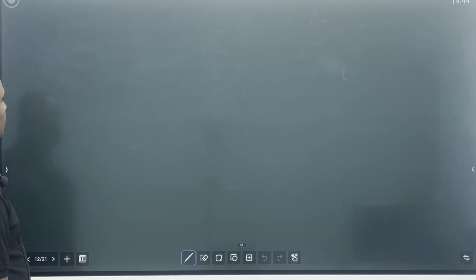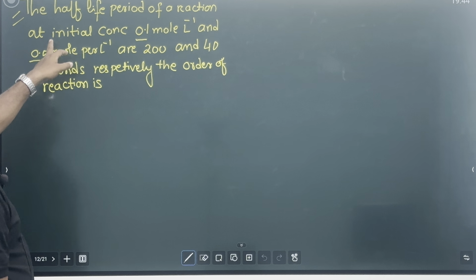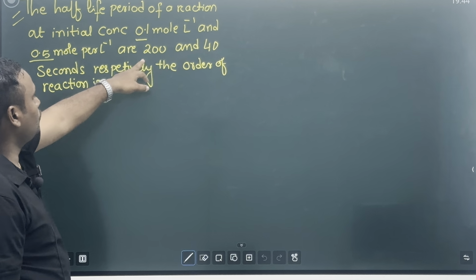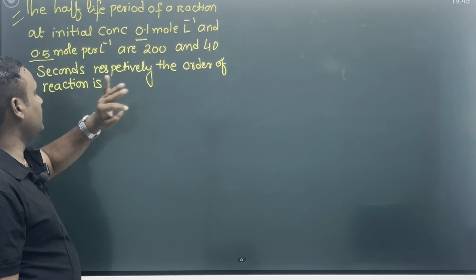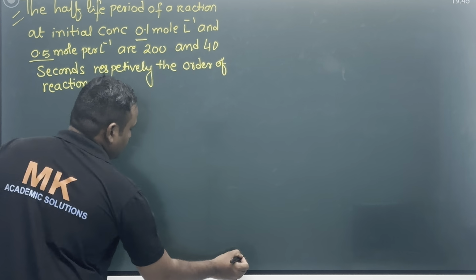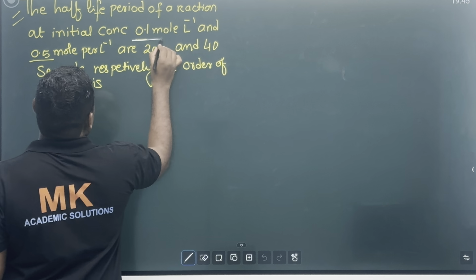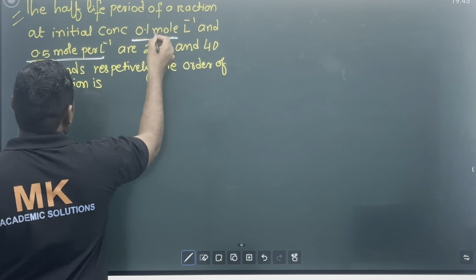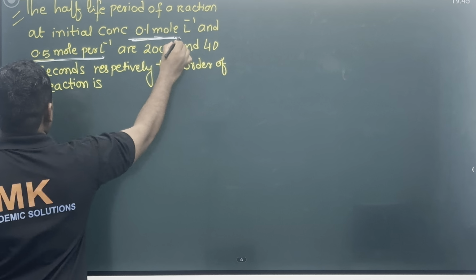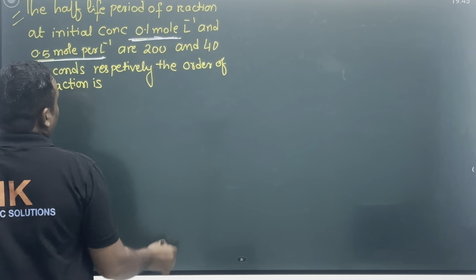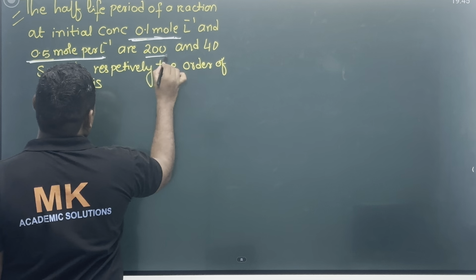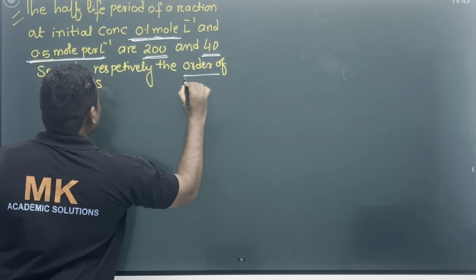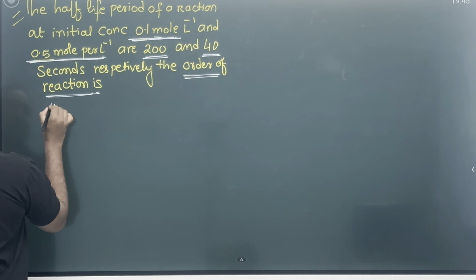Now let us go to one question here. The half-life period of a reaction at initial concentrations 0.1 mole per liter and 0.5 mole per liter are 200 and 40 seconds respectively. The order of reaction is? So now let us see what the given data is first. 0.1 mole per liter and 0.5 mole per liter means initial concentrations they have given. Initial concentration A1, and this you can consider as A2, and the half-life periods are t half 1 and t half 2. Now what they are asking is the order of reaction. So first take the given data.